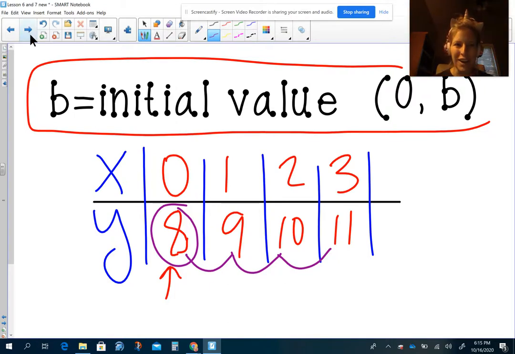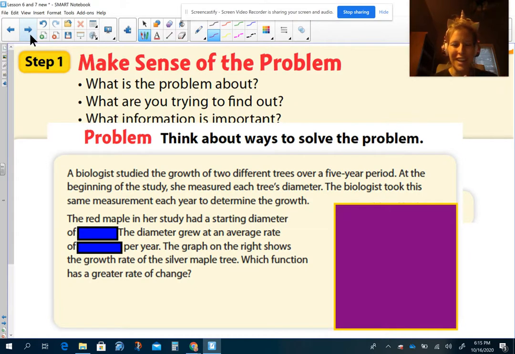Okay, are y'all ready to move on? Y'all ready for a word problem? All right, here we go. A biologist studied the growth of 2 different trees over a 5-year period. At the beginning of the study, she measured each tree's diameter. The biologist took this same measurement each year to determine the growth. The red maple in her study had a starting diameter of blank. The diameter grew at an average rate of blank per year. The graph on the right shows the growth rate of the silver maple tree. Which function has the greater rate of change?